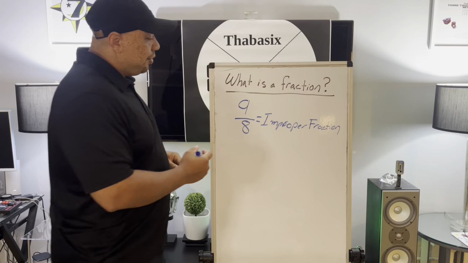So in order to add or subtract fractions, you have to have what we call a common denominator. The denominator has to be the same. You cannot add correctly unless you have the denominators equal. All right, so what is a common denominator?